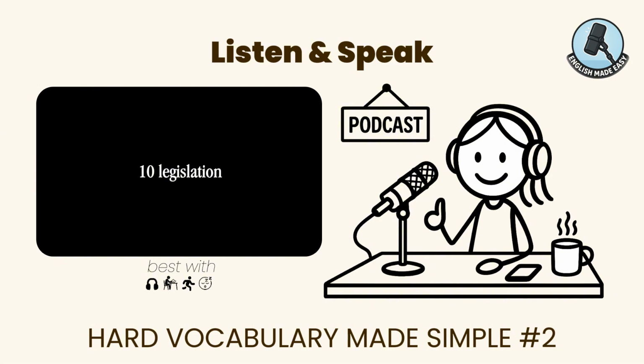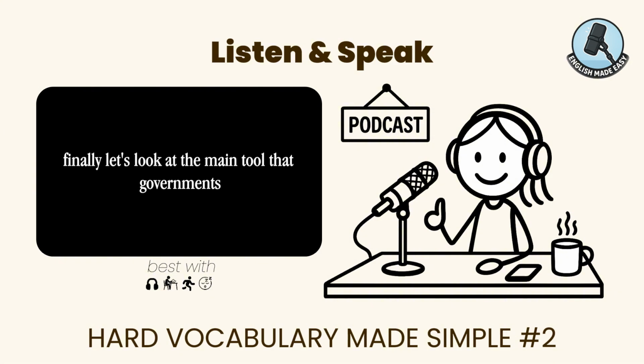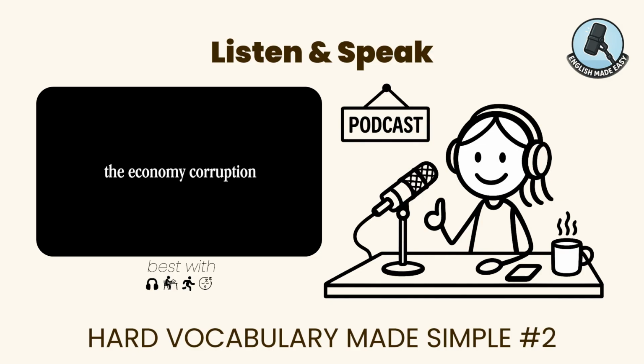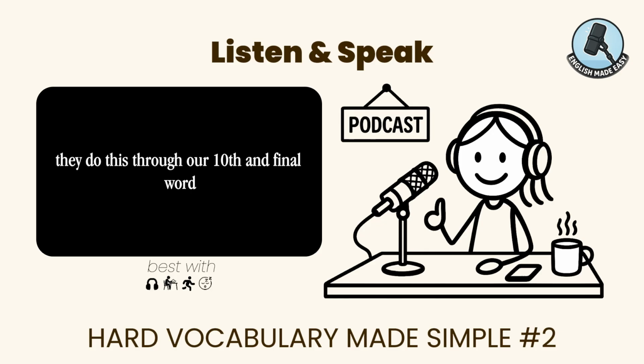10. Legislation. Finally, let's look at the main tool that governments use to create rules to deal with all of these issues: the economy, corruption, public safety. They do this through our 10th and final word, legislation.